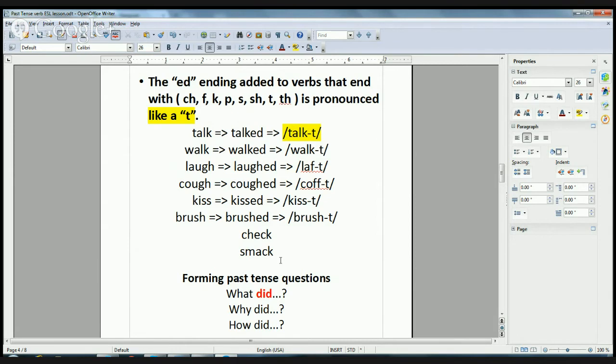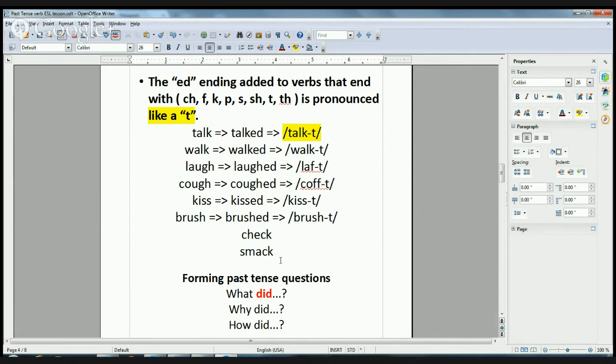All right, so let's take a couple of examples. The past tense of talk. Instead of saying talked with a D, see that it ends with a K. That word ends with a K, so you're going to end that word with a T sound. Talked, talked. Same thing with walk. Walked, walked.